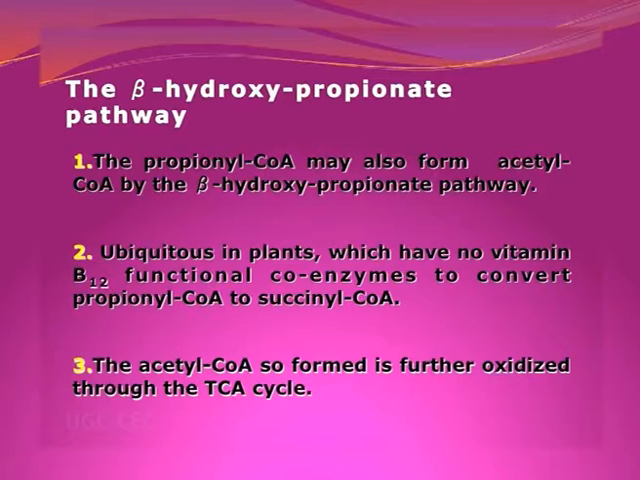Now the methylmalonate pathway actually takes place in those organisms in which there is coenzyme B12. But in case of those organisms in which coenzyme B12 is not present, for example in case of plants, we have the beta-hydroxypropionate pathway, in which the propionyl-CoA generated out of the beta oxidation of the odd chain fatty acids gets directly converted to acetyl-CoA, and this acetyl-CoA then enters the TCA cycle and gets further oxidized.